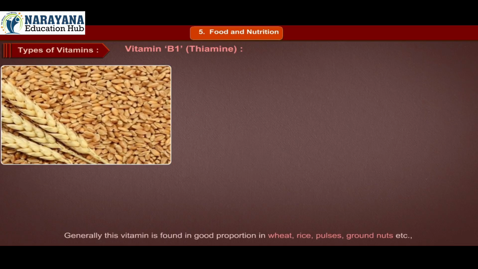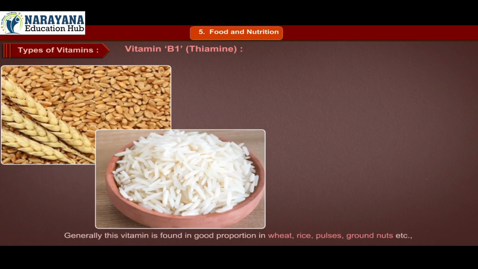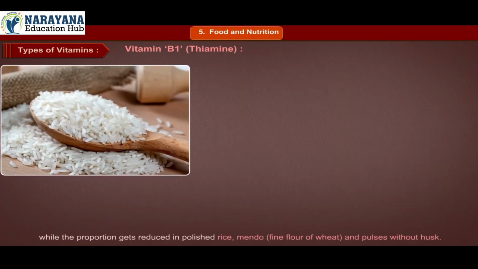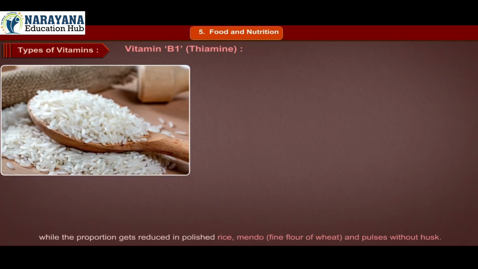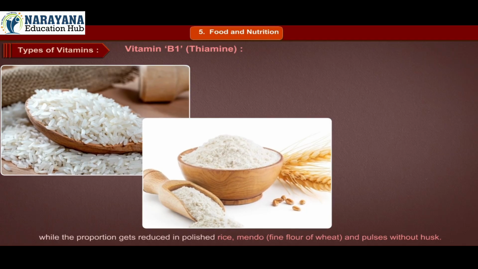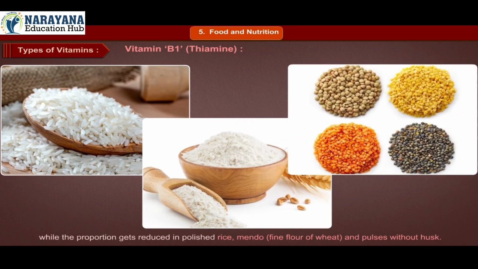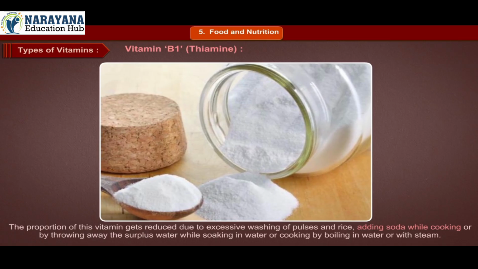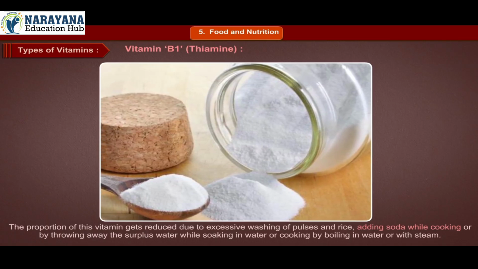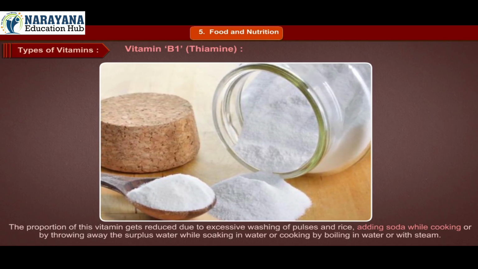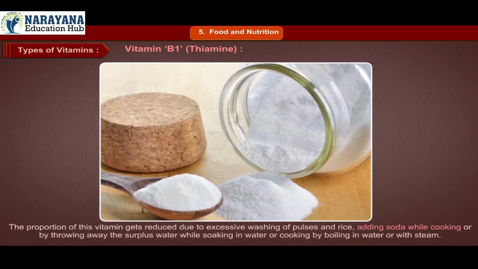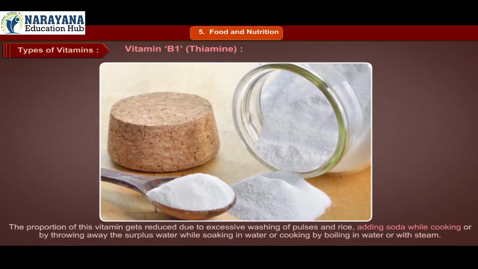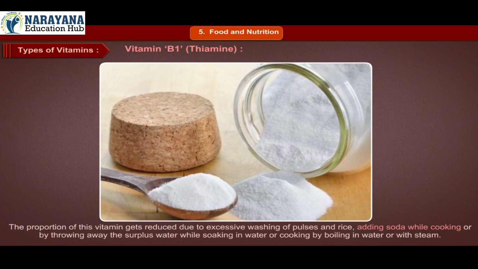Generally, this vitamin is found in good proportion in wheat, rice, pulses, groundnuts, etc., while the proportion gets reduced in polished rice, maida, that is fine flour of wheat, and pulses without husk. The proportion of this vitamin gets reduced due to excessive washing of pulses and rice, adding soda while cooking, throwing away the surplus water while soaking in water, or cooking by boiling in water or with steam.